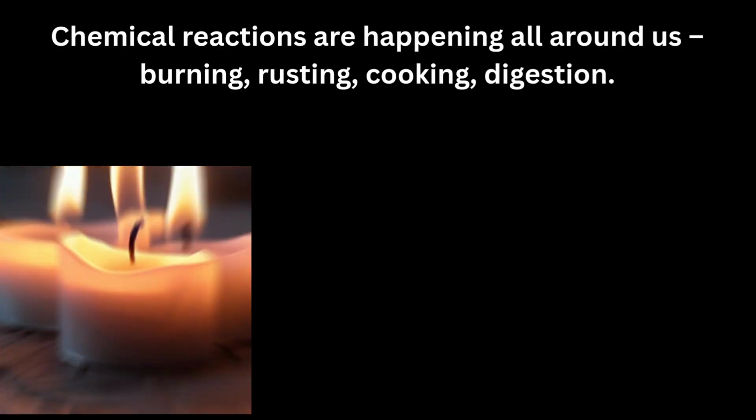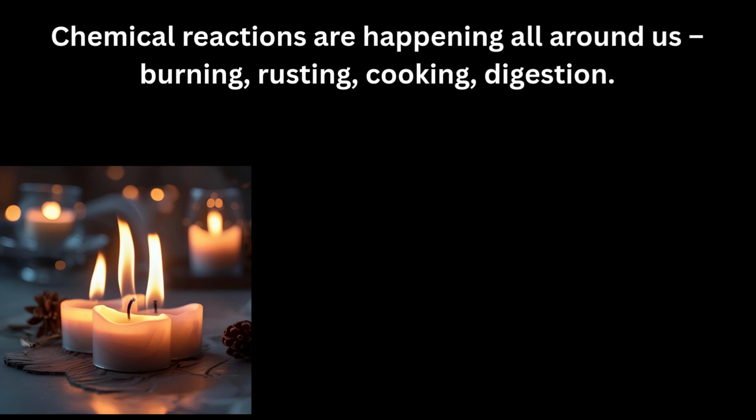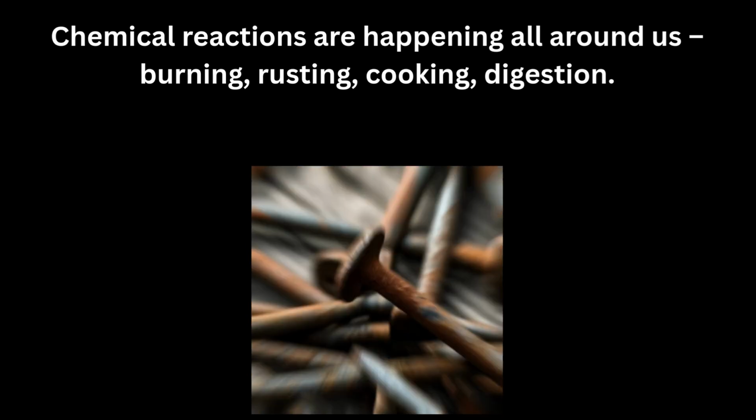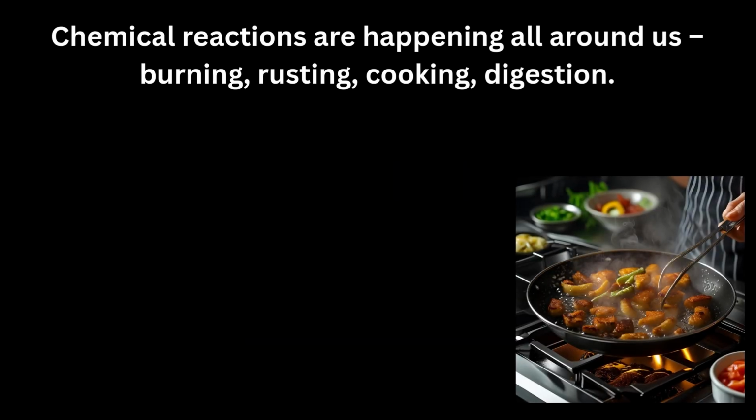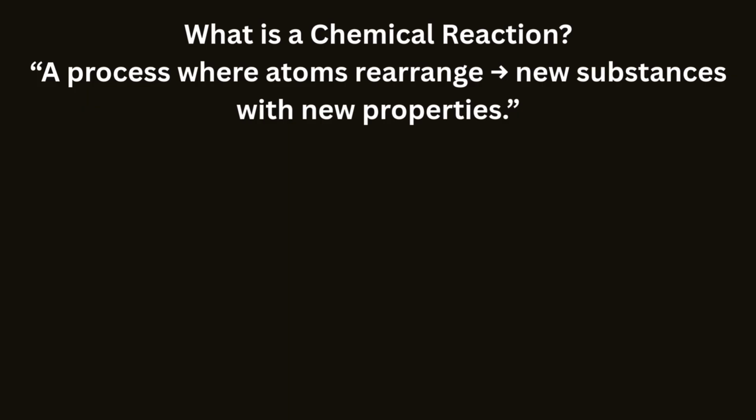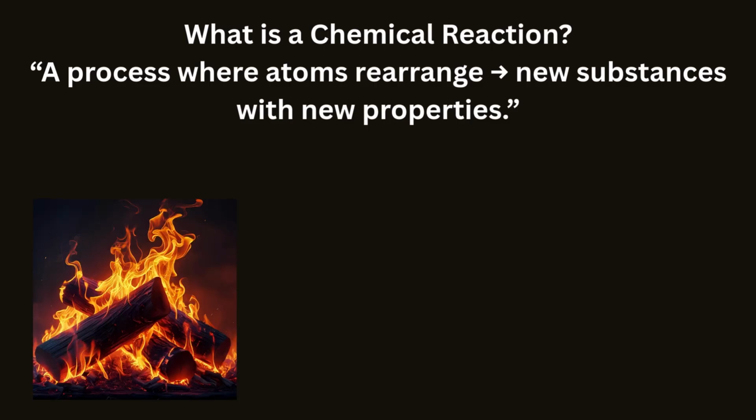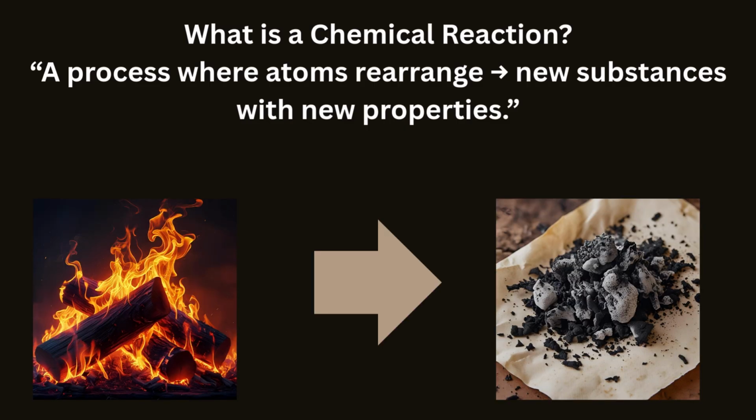Let's begin. Chemical reactions are happening around us all the time. Burning of fuel, rusting of iron, cooking of food, digestion in our body, all are examples of chemical reactions. So, what exactly is a chemical reaction? A chemical reaction is a process where atoms of substances rearrange to form new substances with entirely new properties. For example, when wood burns, it changes into ash, carbon dioxide, and water vapor, all very different from wood. That's why we call it a chemical change.